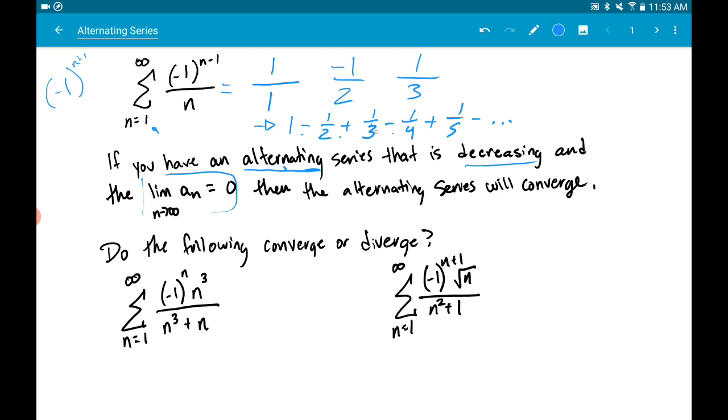Because it's alternating, the limit, right? These values are getting closer and closer to 0. Eventually, you'd have -1/100, -1/1,000. It's getting closer and closer to 0.